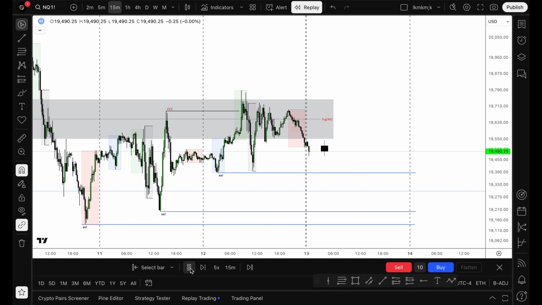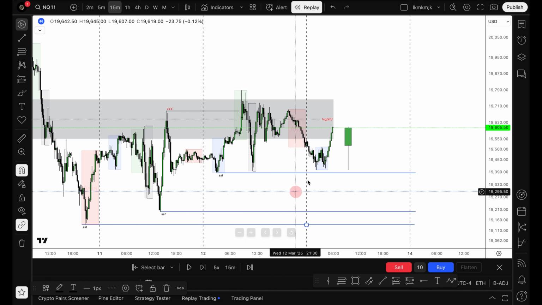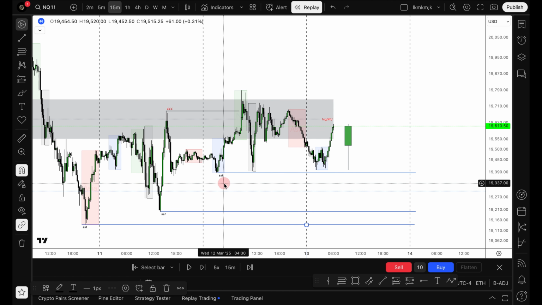So if we carry on printing, Asia's printed. So yeah, Asia's low, it's got taken out. Carry on printing. London session's printed now. So we've got London lows to target as well, which has formed equal lows. Look how equal these lows are. We've got this low, and this low.